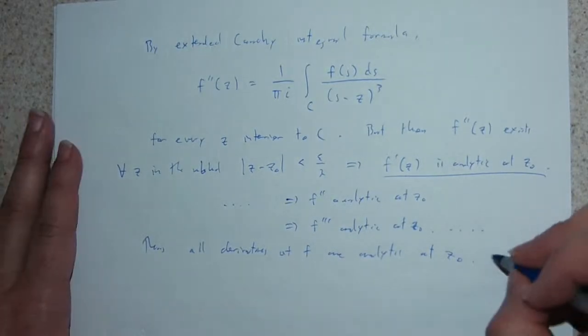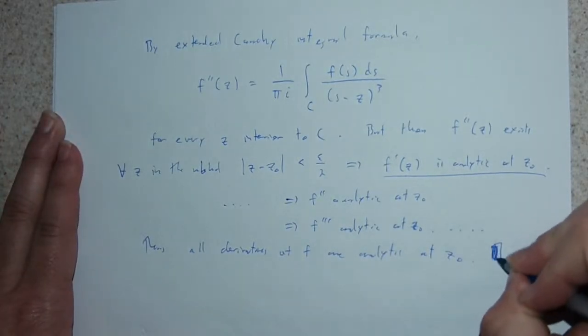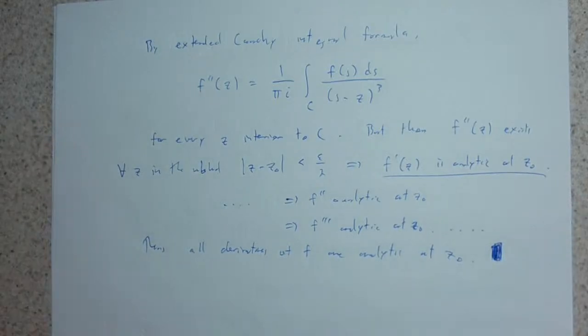And that does it. So we started out with a completely arbitrary point. If it was analytic at that point, then its derivatives of all orders are analytic at that point. See, that theorem wasn't even very involved. It literally just fell out of the Cauchy integral formula. Okay.